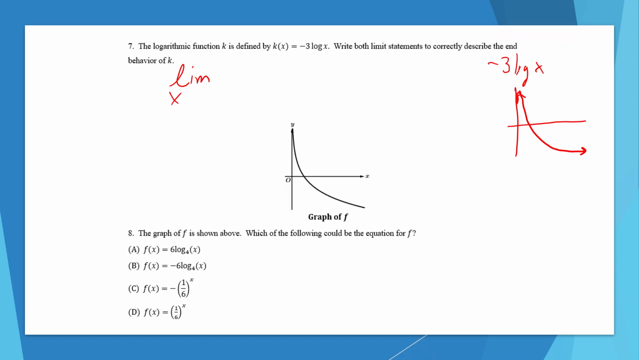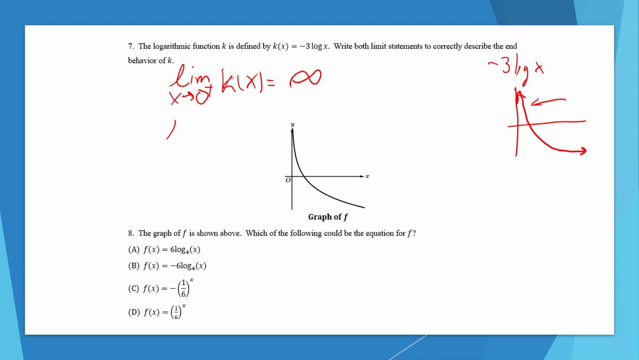It doesn't go to negative infinity because it's cut off by 0, that y-axis. So we're going to say as x approaches 0, the cutoff point from the right. So that's why we're going to put a plus there, k of x. And this, as we approach 0 from the right-hand side, coming in from the right, this is going up to positive infinity.